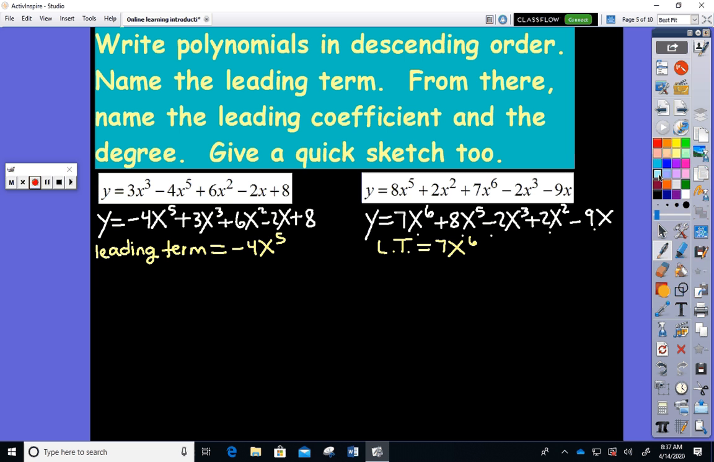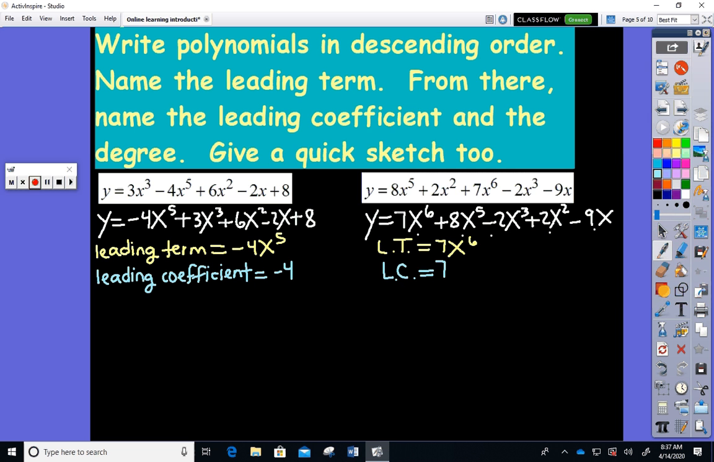So leading coefficient, remember, a coefficient is the number that comes before your x's. So the leading coefficient's negative 4. So I'll say the leading coefficient, you'll see me always abbreviate it LC. On the second one, 7. And then what else can you tell from the leading term?